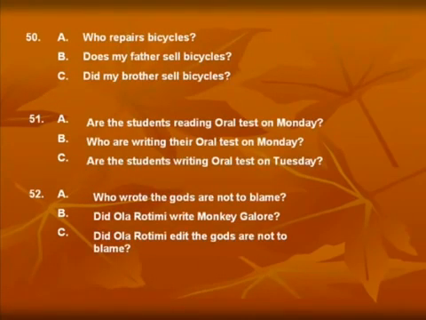Number 50. My father repairs bicycle. Number 51. The students are writing a oral test on Monday. Number 52. Olarotimi wrote, the girls are not to blame.